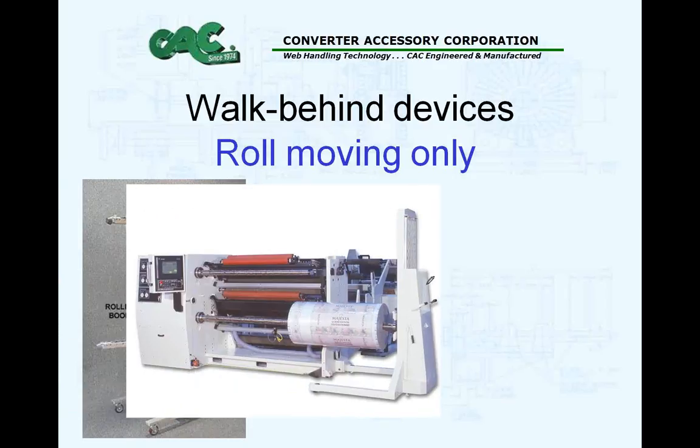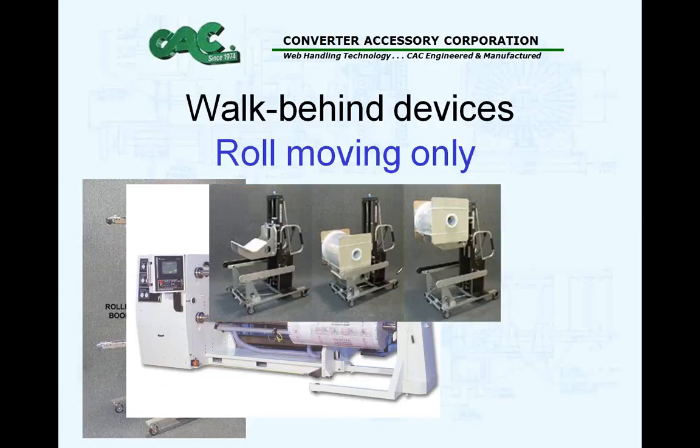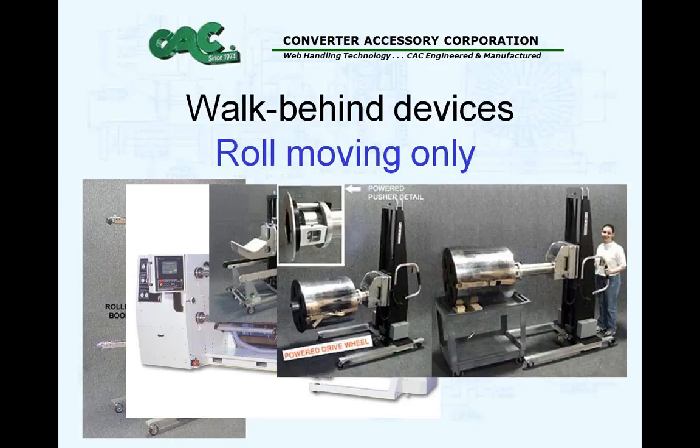This is another example of a device that doesn't do any turning of rolls, just picking up rolls and then aligning them with an unwind shaft on a slitter. This is a walk-behind device that cradles the roll on the outside, so you can see how a roll would sit in this cradle, allowing you to move them around your facility.